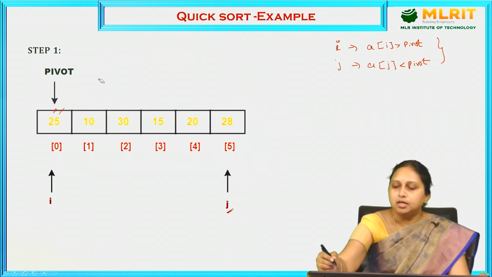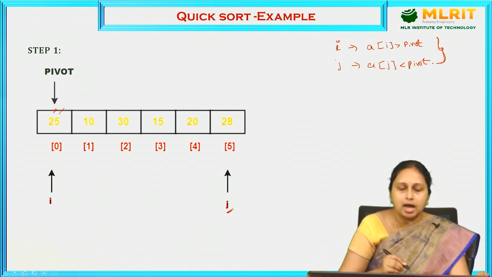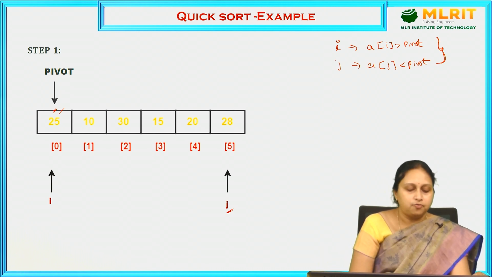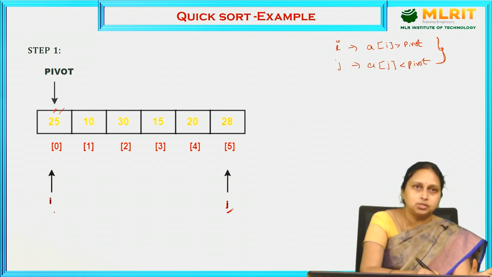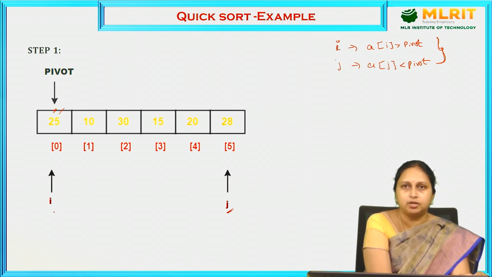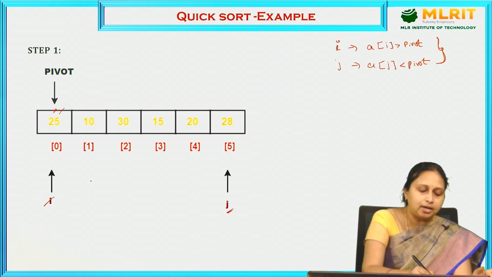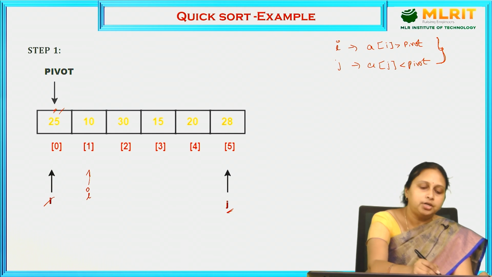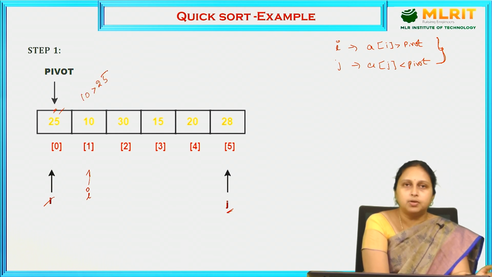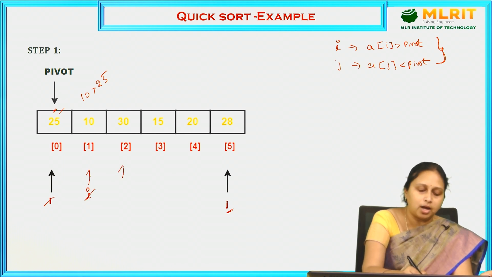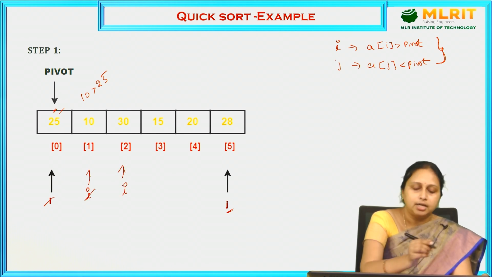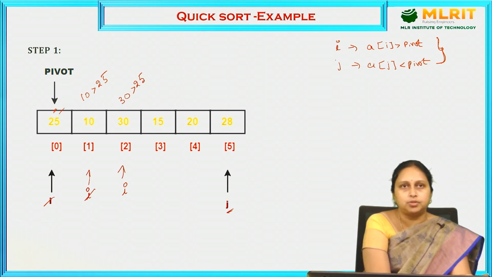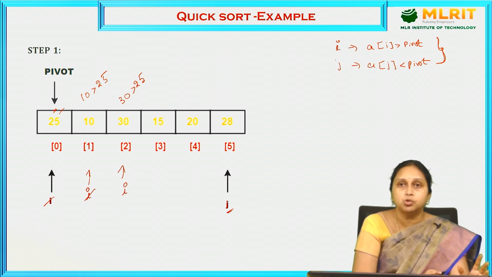Let us come and see. Here we need to check these two conditions based on i and j values. First condition: now i is here. 25 is greater than 25? The condition fails, so i will be incremented. Now i is pointing to this location. Check 10 greater than 25? No, it is not true, so we increment i. Now again we check 30 is greater than 25. Yes, 30 is greater than 25. Now we stop this loop.